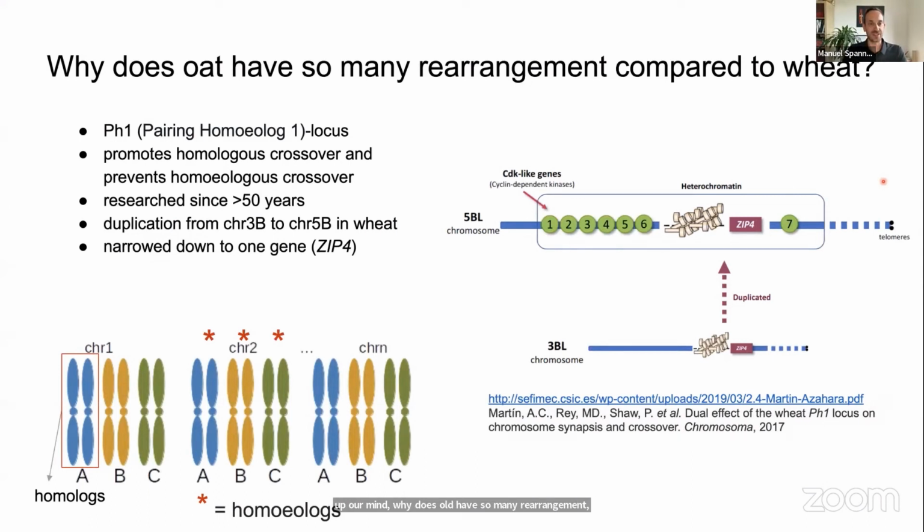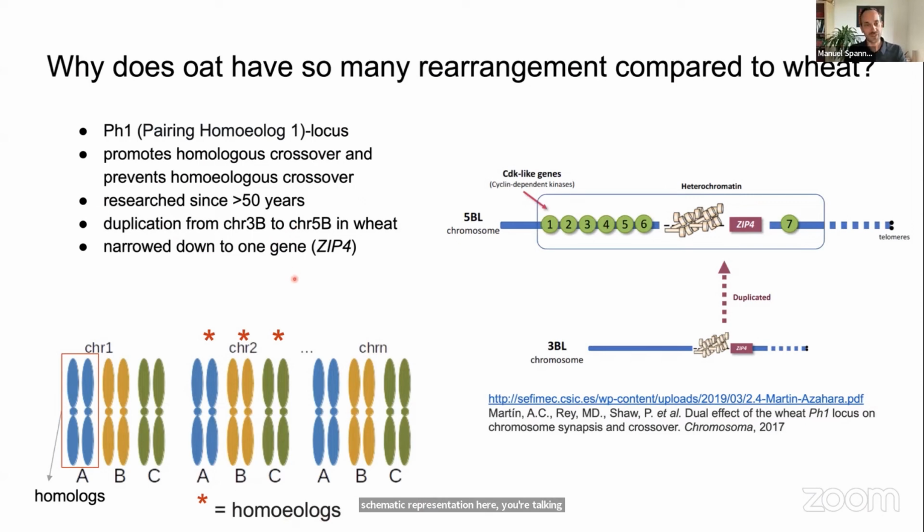And in bread wheat, there is a factor that is involved, and it's called PH1. The PH1 locus promotes homologous crossover and prevents homologous crossover. So this is kind of a tricky wording here. That's why we have this illustration down here. When you talk about the two chromosomes here from the same subgenome, that's called the homologs. And when you talk about the chromosomes, for example, chromosome 2 here from the A, B, and D subgenomes, in that schematic representation here, you're talking about homoeologous chromosomes.